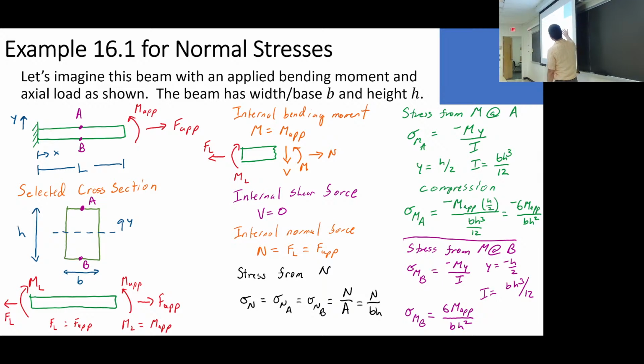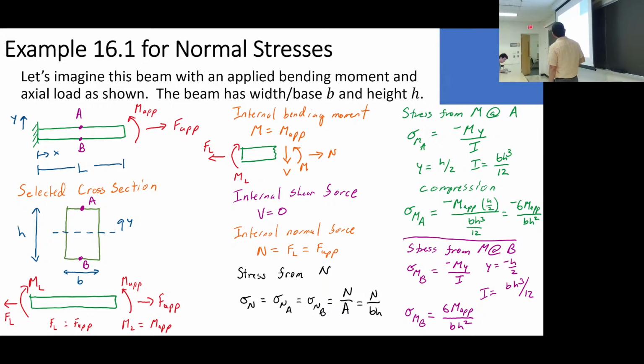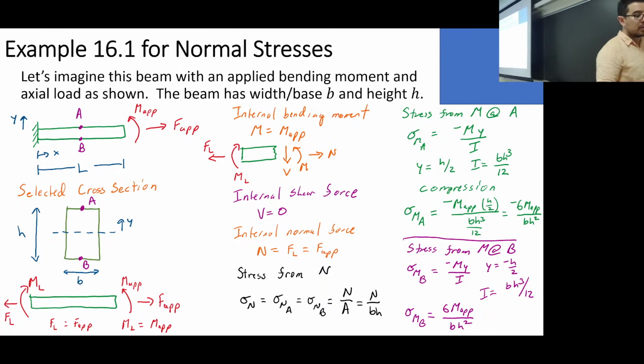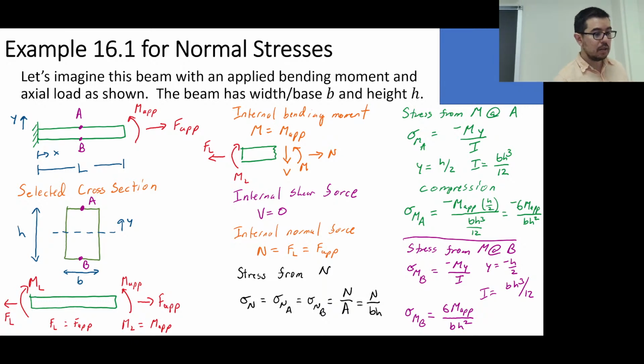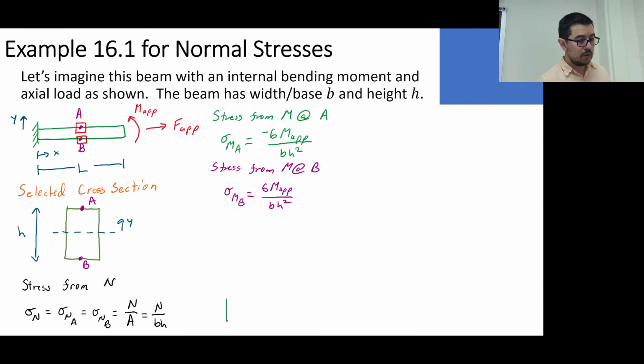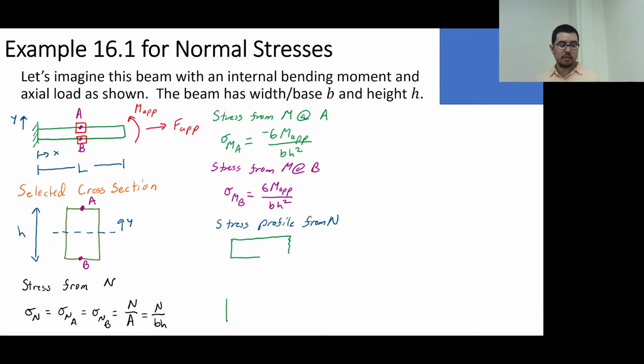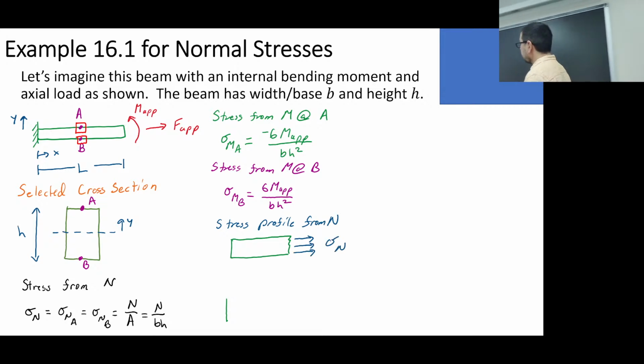Okay, so I still haven't quite answered the question. What am I missing? Well, I need the normal stresses, okay, at A and B. So we've got to do some addition, right? So let's look at the stress profile from N across the face. It's just coming out like that, pretty uniform.